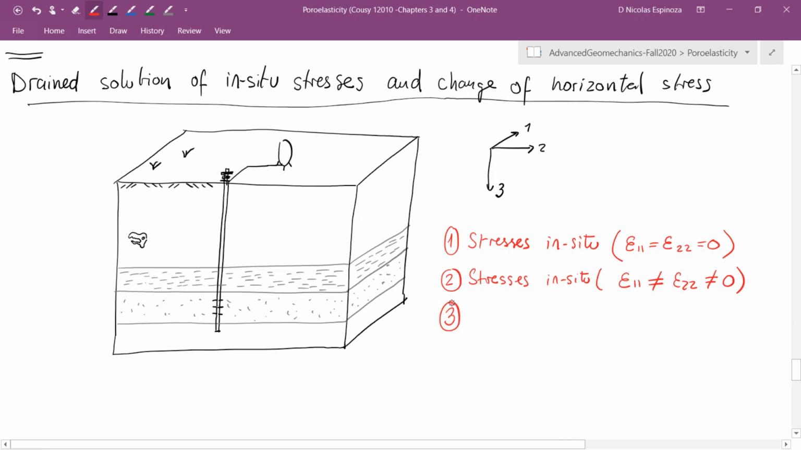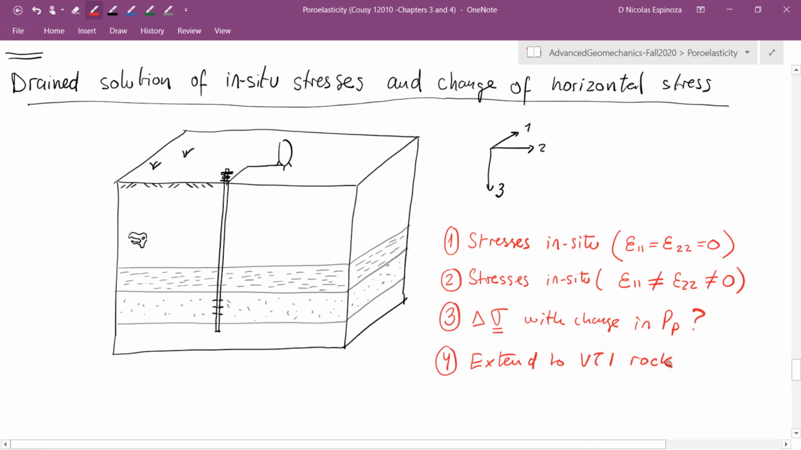The third question that we're going to answer is what is the change of the state of stress with change in pore pressure. And the fourth thing that we're going to do in this lecture is to extend to vertical transverse isotropy. And that will be a VTI rock.